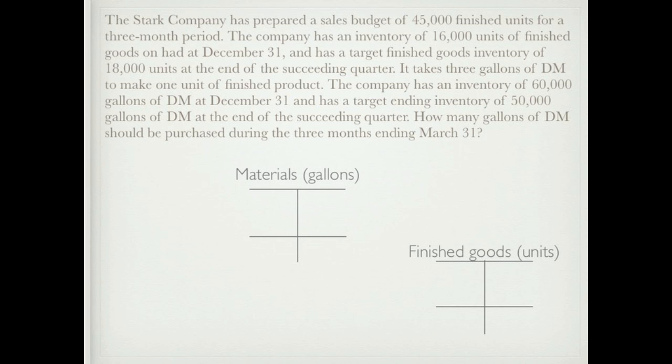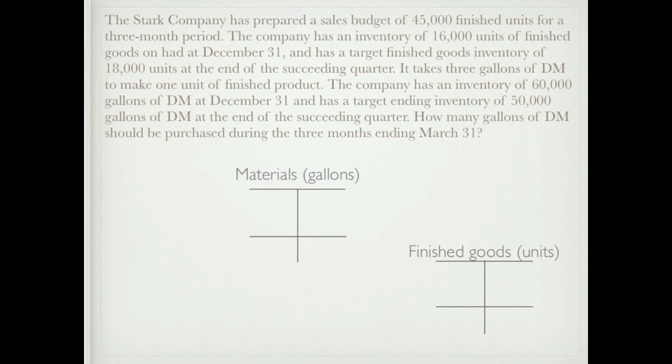It takes 3 gallons of direct materials to make 1 unit of finished product. The company has an inventory of 60,000 gallons of direct materials at December 31st and has a target ending inventory of 50,000 gallons of direct materials at the end of the succeeding quarter. How many gallons of direct materials should be purchased during the 3 months ending March 31st?